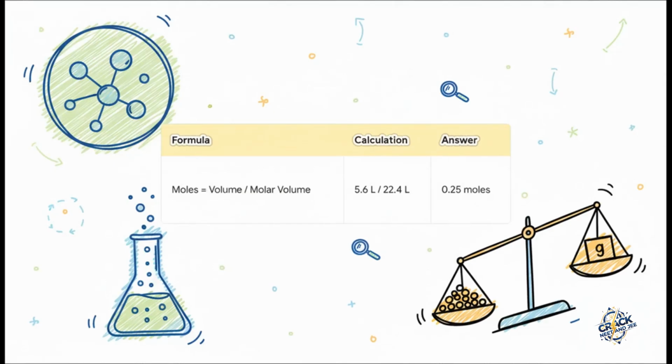You can just think of it as a set of standard baseline conditions, so all the measurements are fair. Here's the handy trick. At STP, 1 mole of any gas always takes up the exact same amount of space, 22.4 liters. We call this the molar volume. So to find our answer, we just take the volume we have, 5.6 liters, and divide it by that magic number, 22.4, and that tells us we have 0.25 moles of oxygen.